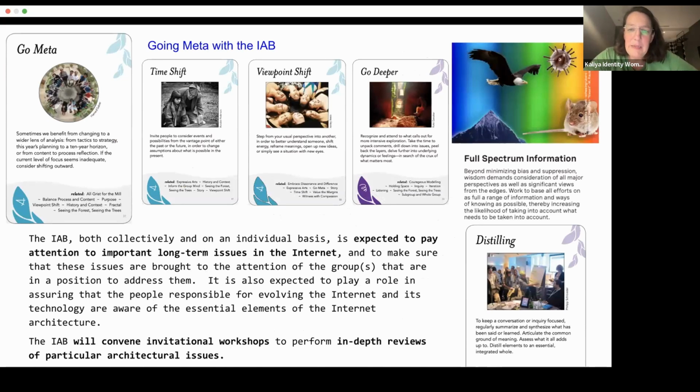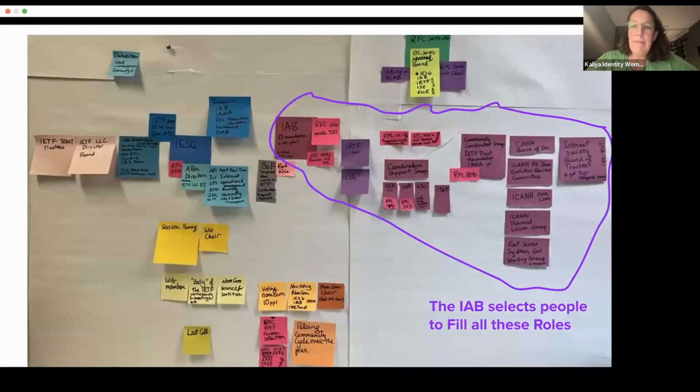And they're expected to pay attention to important long-term issues, and will host individual workshops and in-depth reviews of particular architectural questions. So coming up this fall, they're hosting a workshop on AI, for example. They also put on programs around various issues. And as I said, they appoint and manage relationships with a bunch of other organizations, and even internal to the IETF, they appoint the Internet Research Task Force Chair and the Independent Streams Editor. So they have a really important role, but approving standards is not one of those roles.